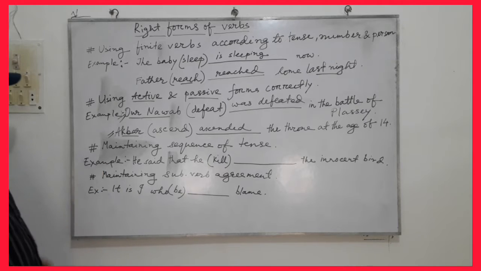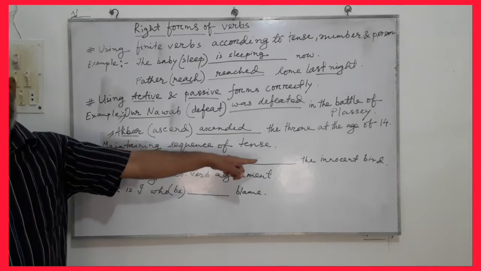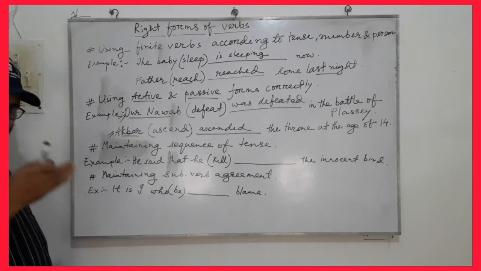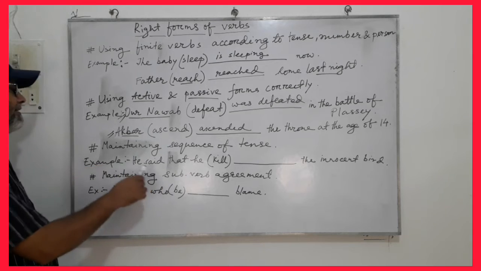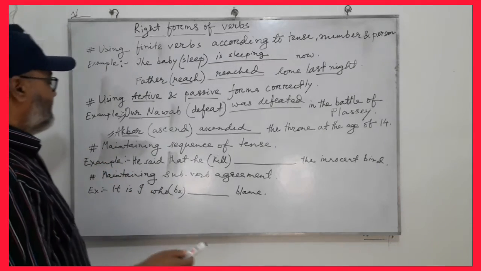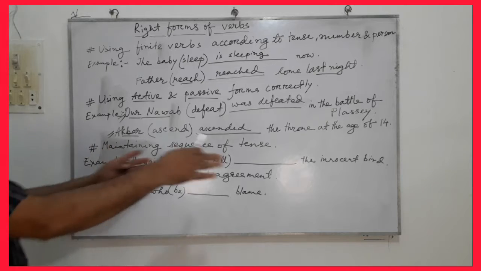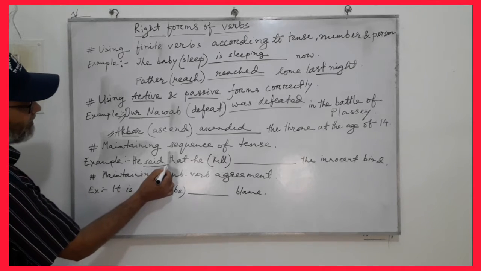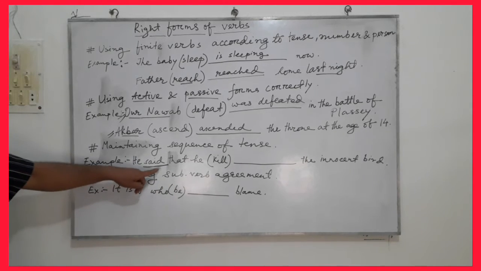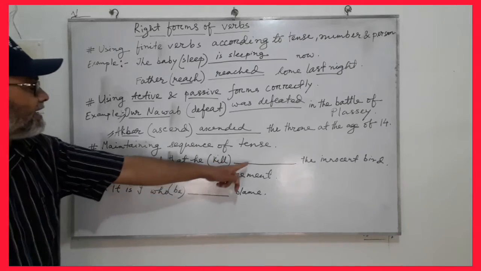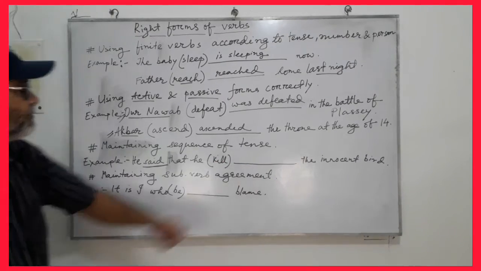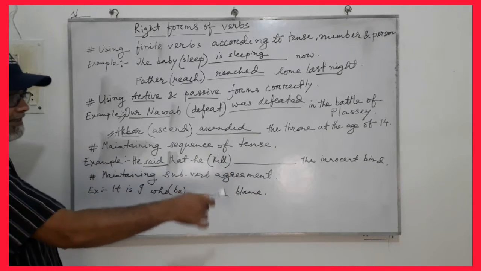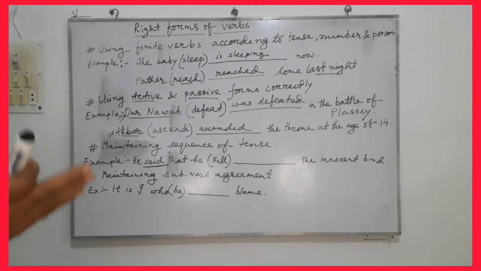Another important thing, maintaining sequence of tense. While writing, we have to maintain sequence of tense. Mainly it is done in complex sentences. There are two parts, first one and second one. We have to maintain sequence. In the first part of the sentence, there is a verb say, and in the second part, the verb will be used following the sequence of tense. That is using corresponding past.